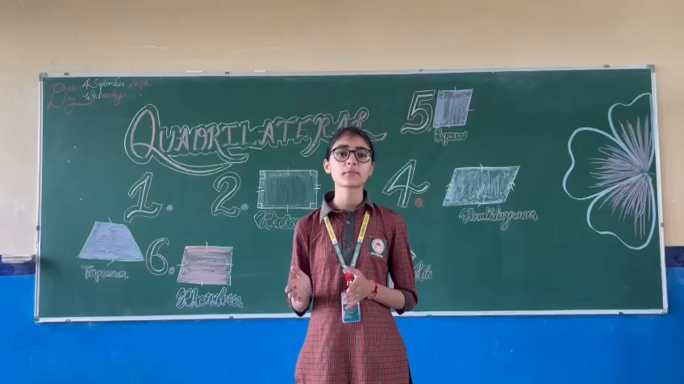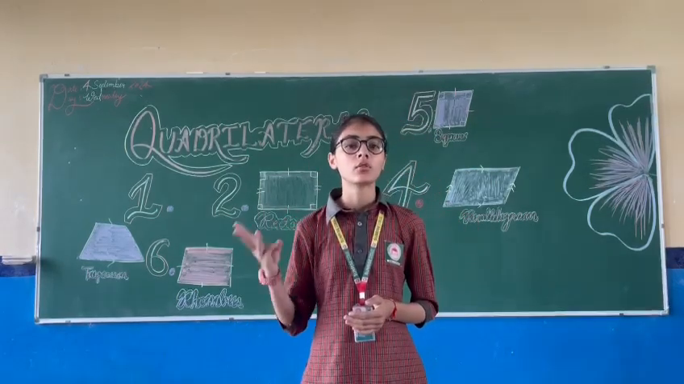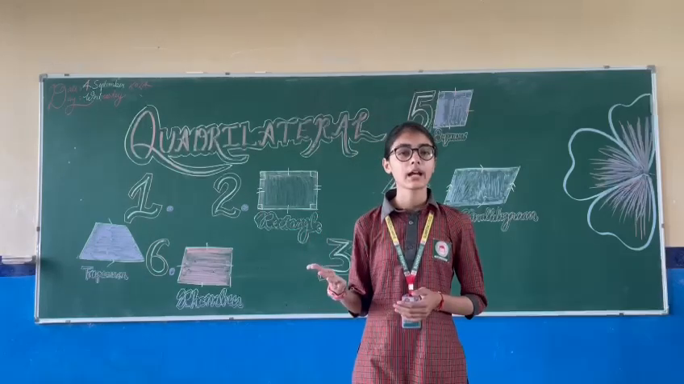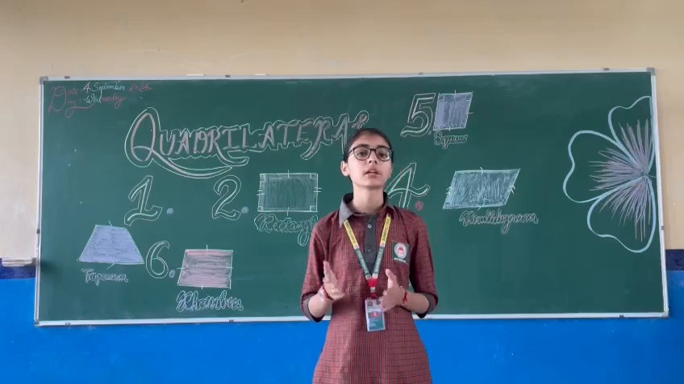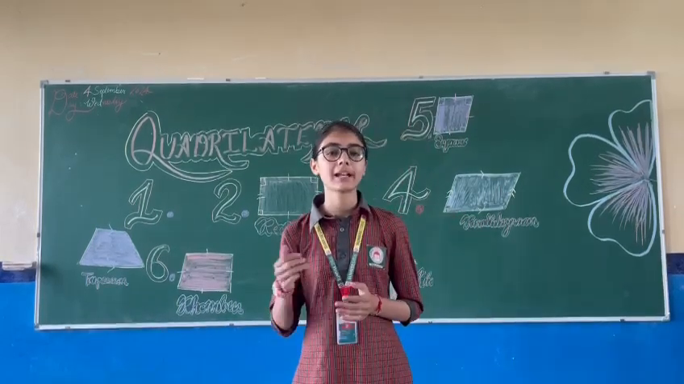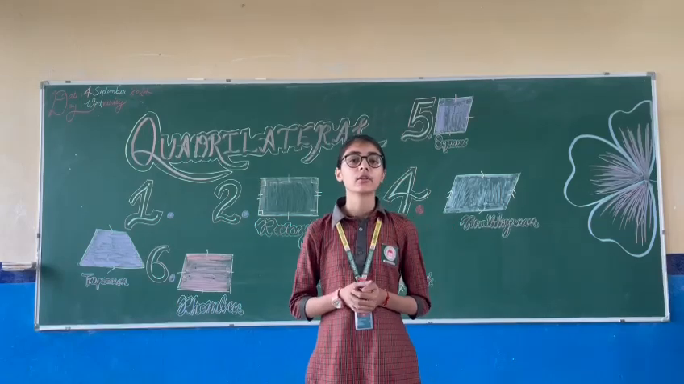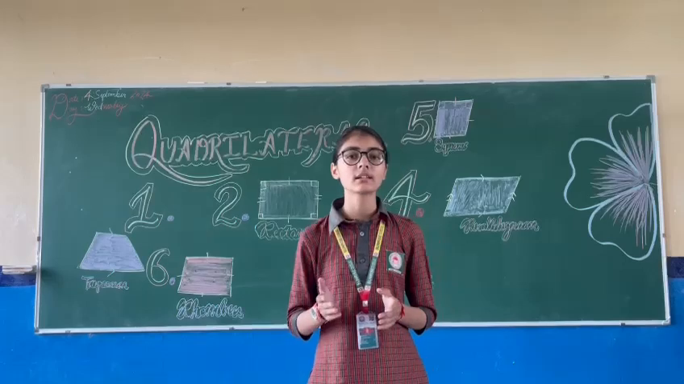There are various types of quadrilaterals such as parallelogram, square, rhombus, rectangle, kite, trapezium and isosceles trapezium. I would like to explain all of them one by one. First of all, I would like to tell you about the parallelogram. A quadrilateral in which opposite sides are parallel as well as equal is a parallelogram.